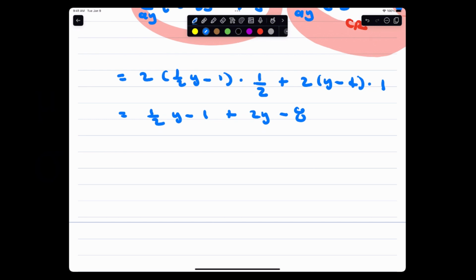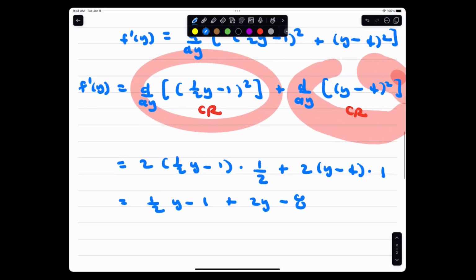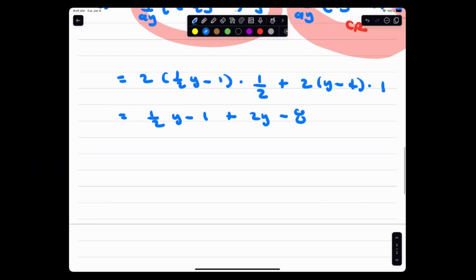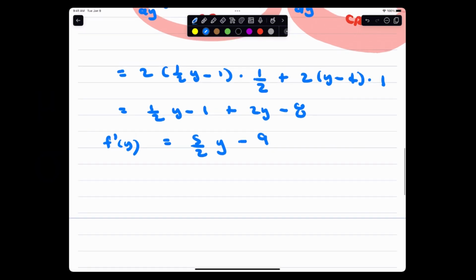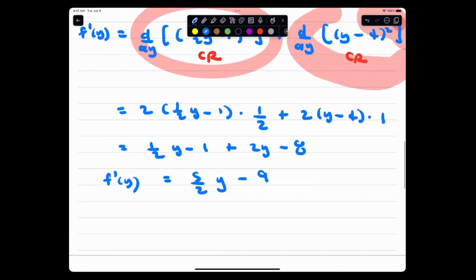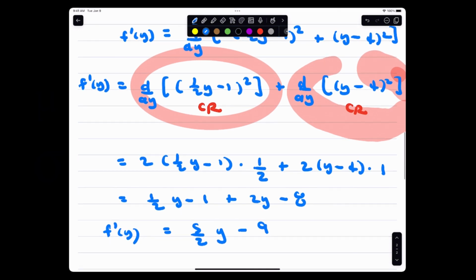So I'm thinking it looks like it's okay. Let's see, 2y minus 4. All right, so 2y and 1/2 y. Isn't that going to give us 5/2 y minus 9? All right. Double check, ladies and gentlemen. Double check our calculus is okay. Yeah, it looks okay to me.